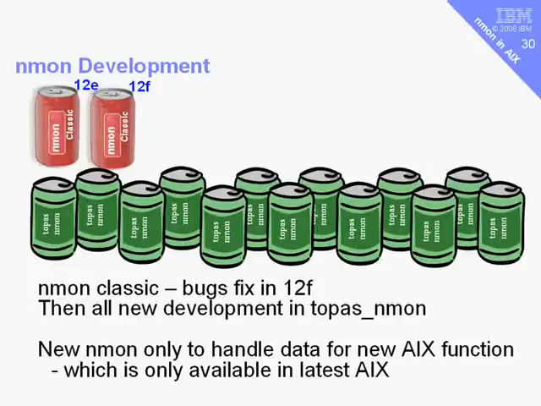In the future, as new versions of AIX come out with more data available, new features in AIX, or the Power 6 range of computers, there'll be more data available with those versions, and we'll put the new features into the Topaz nmon version.